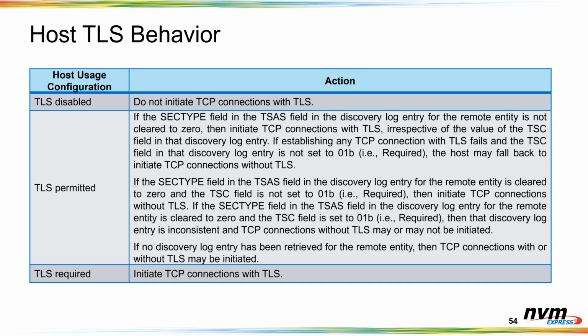And what the host does: if TLS is disabled, it does not initiate TCP connection with TLS. If TLS is required, then it initiates TCP connections with TLS. And if it is permitted, you have all this big blob of text, but all this blob of text says is, if TLS is permitted, you go to look at certain fields in the discovery log entry for the subsystem, and if these fields have certain values, you start in TLS. If these fields don't have certain values, you go in TCP.